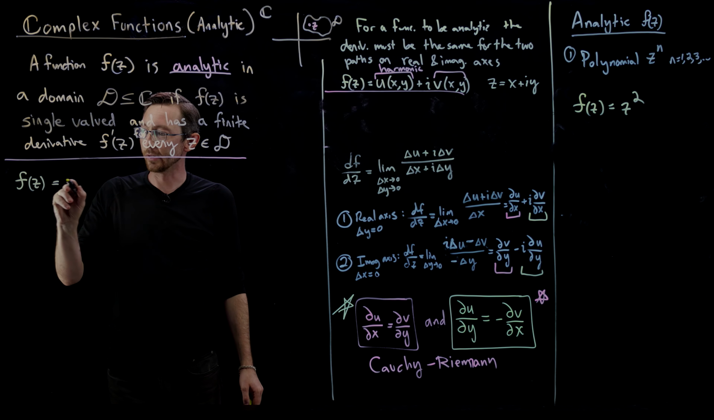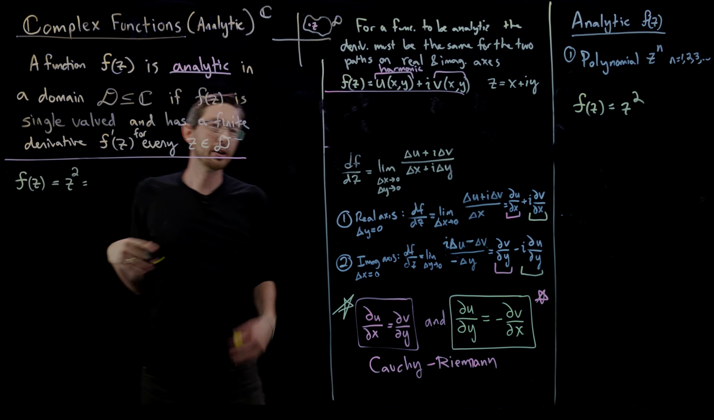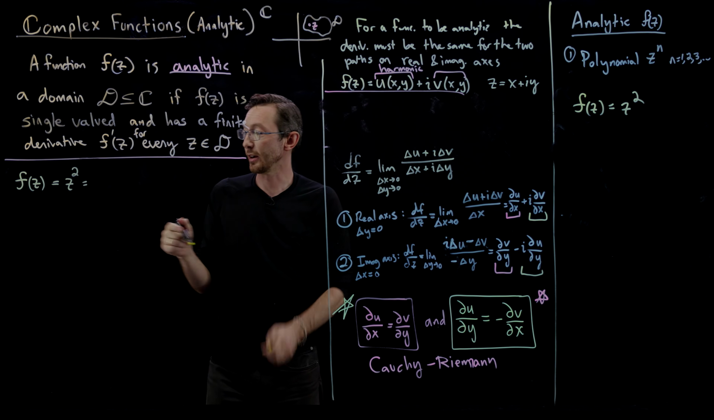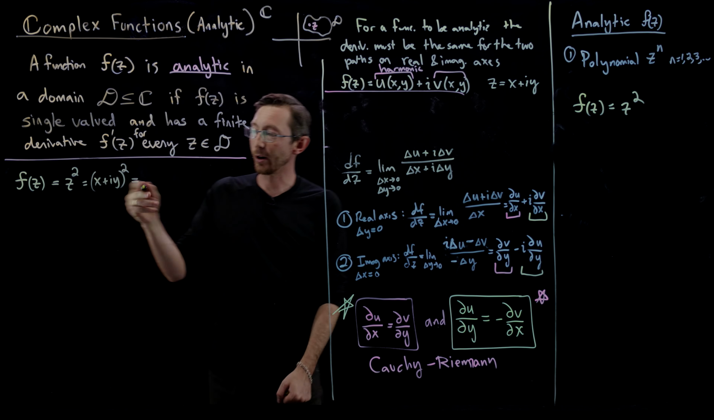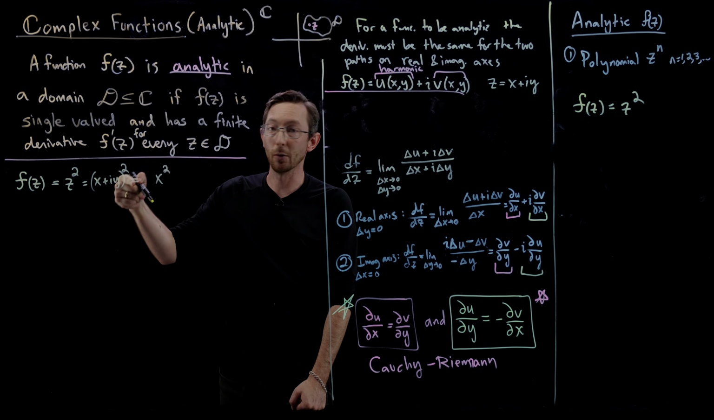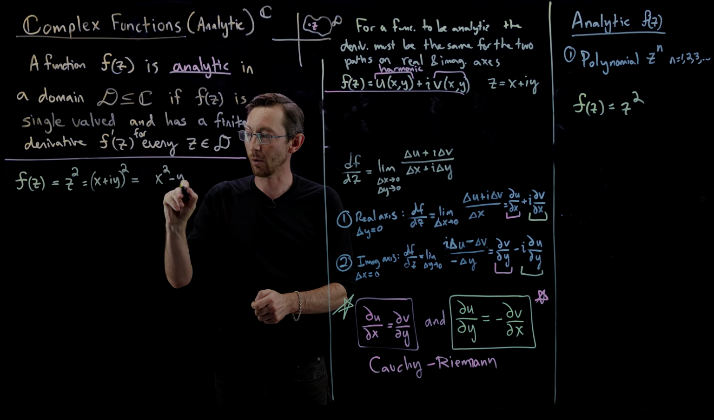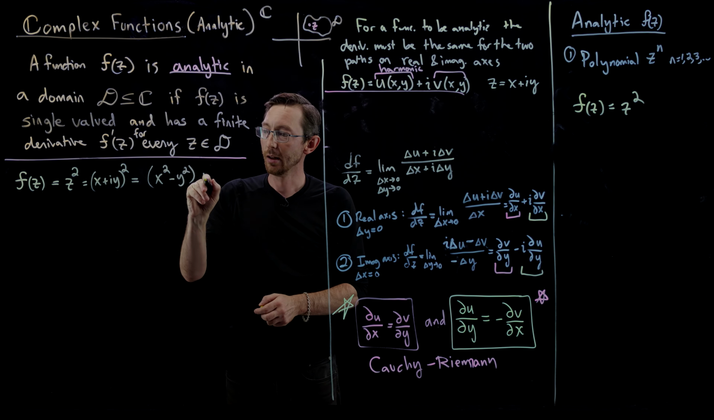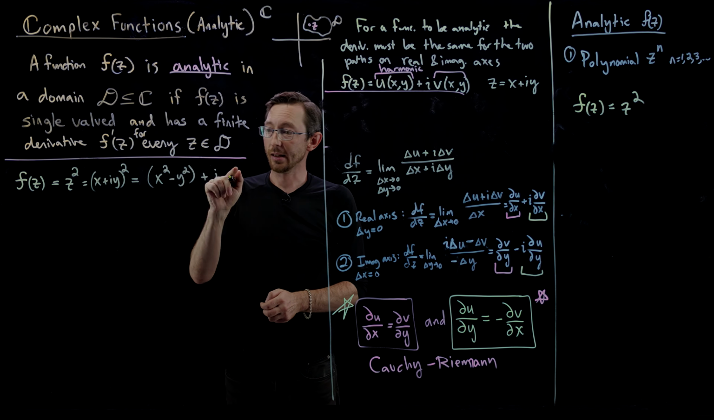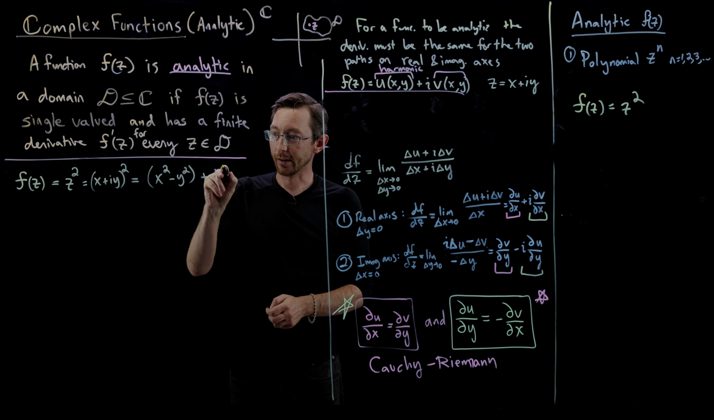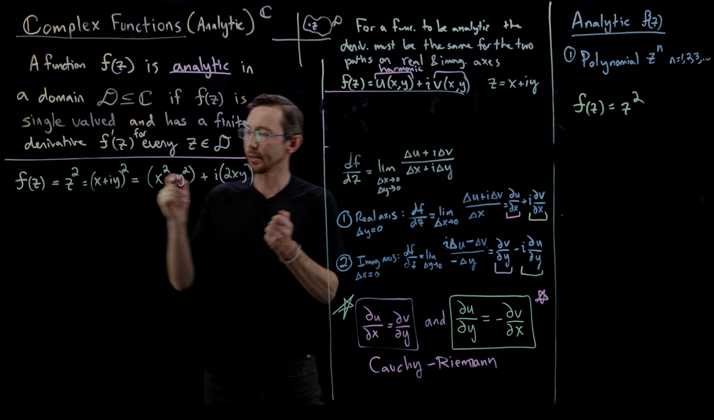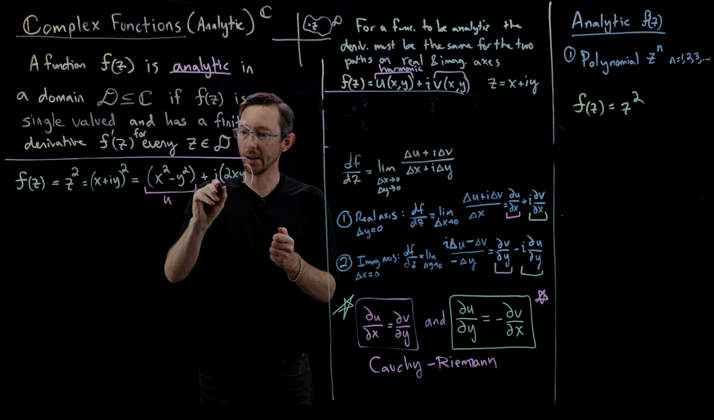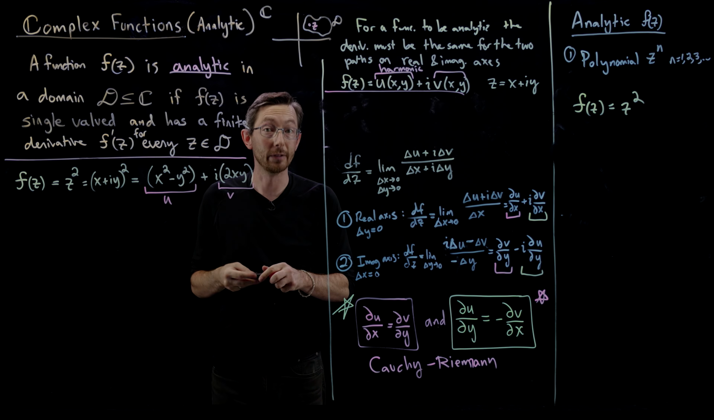Good, so f of z equals z squared. And I'm going to write this out in the real part plus the imaginary part. So this equals x plus i y, quantity squared. So the real part is going to be x squared plus an i y quantity squared, which is minus y squared. That's the real part. Plus i times xy plus yx, so that's i times 2xy. And so this is my real function u. And this is my imaginary function v. Good.